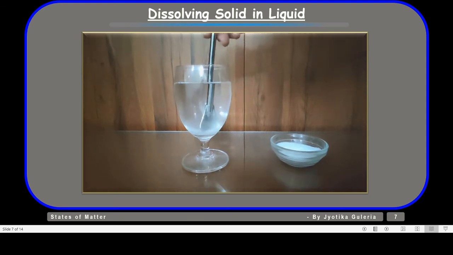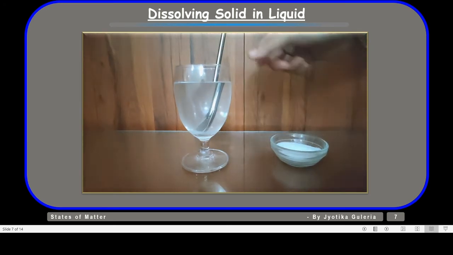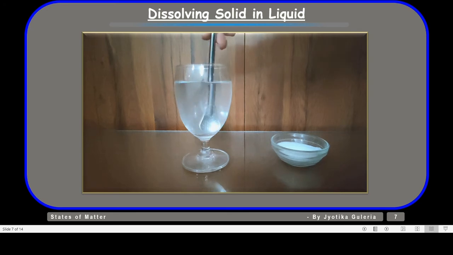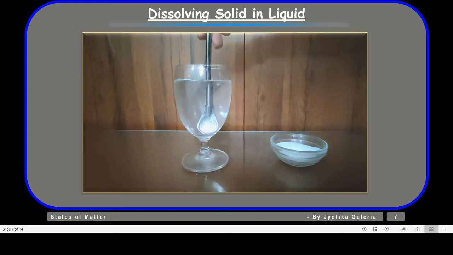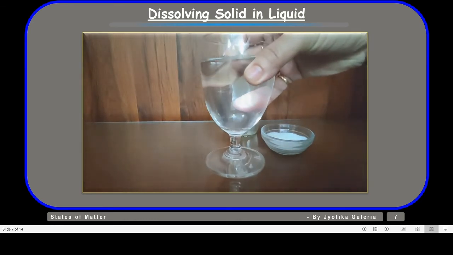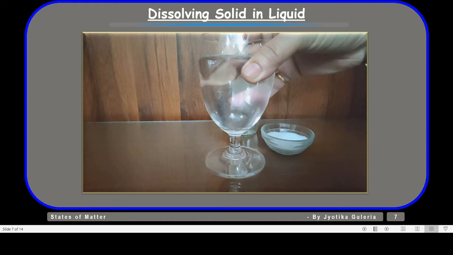Now we will stir it well so that we obtain a clear solution, or so that the solute particles get mixed with the solvent completely. Once they get mixed with the solvent completely, you will find that the solute particles almost disappear from the solvent. Now we can say that a solute, when it completely dissolves in the solvent, forms a solution. Here in this case, we have this salt solution.